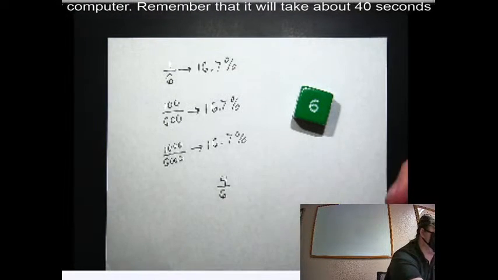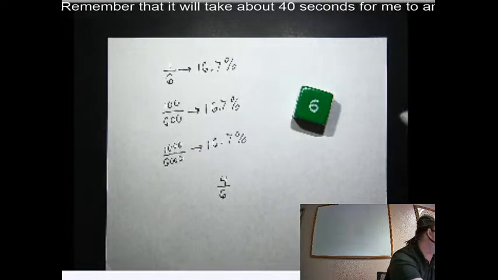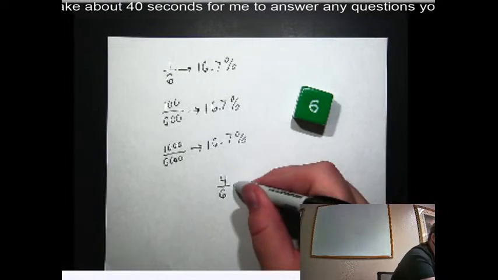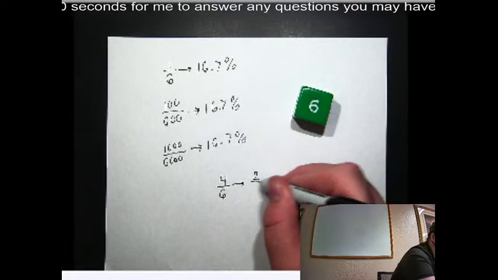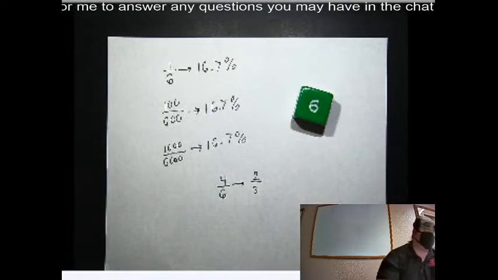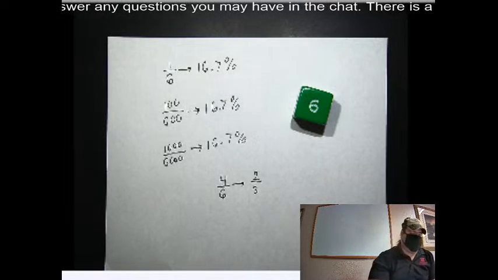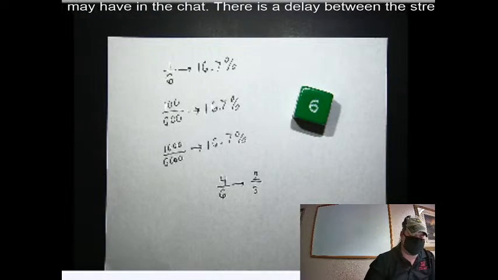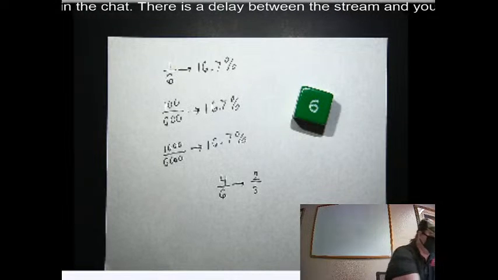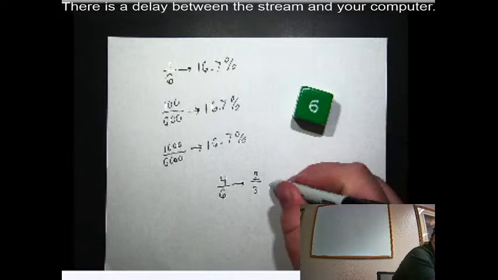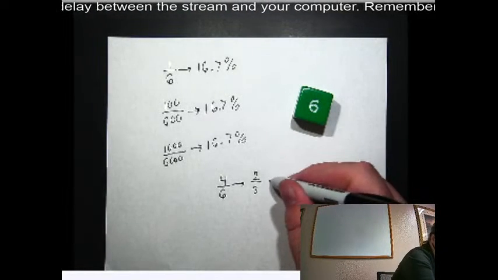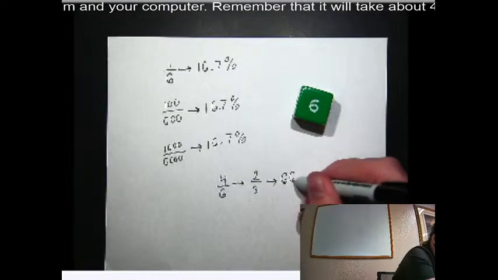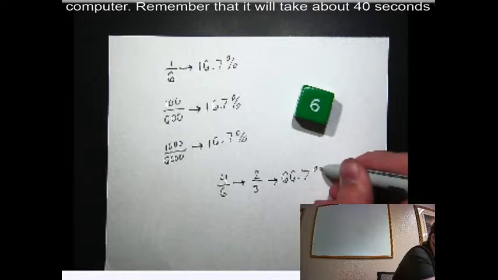What can both of these numbers be divided by? By what? 2, yeah. So if we divide both of them by 2, we get 2 out of 3. And as a percent, 2 out of 3 should be 66, yeah. So this would be a 66.7% chance.